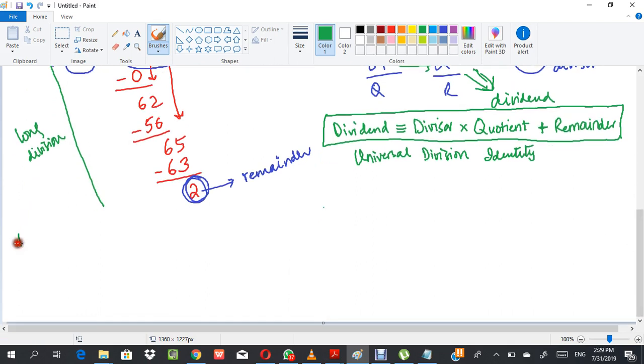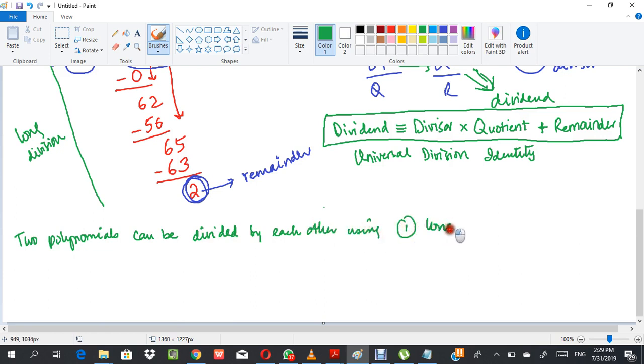So 2 polynomials can be divided by each other using number 1, long division, and number 2, algebraic identities. Right, so we'll discuss the second method first and then we'll come to long division. Now this is the first thing about division of polynomials.